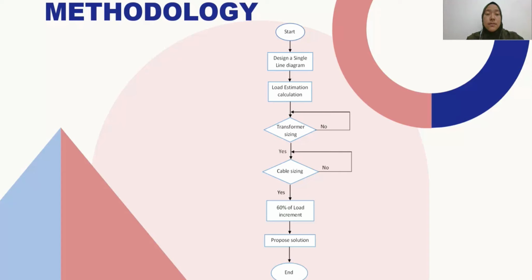Last but not least, 60% of the load increment will be added to the single line diagram. The operation of the system will be analyzed whether the design of the power network is able to withstand the load increment. The proposed solution will be proposed at the end of this project, and after the solution is proposed, the project will end.